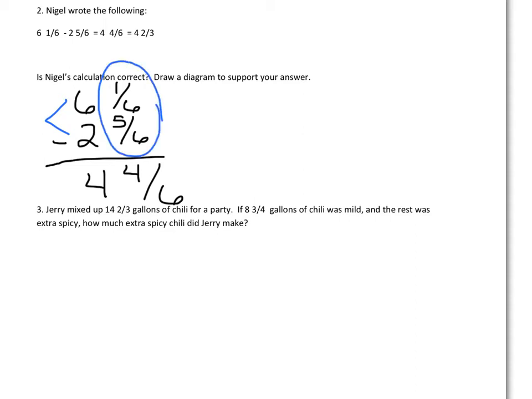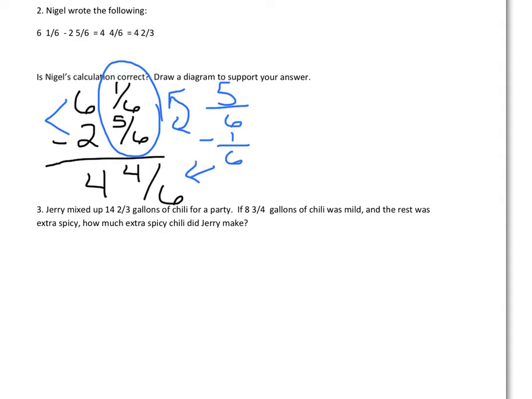Now, the problem here says 1/6 minus 5/6, which truly you cannot do. You cannot take a bigger fraction away from a smaller fraction. Regrouping would have to be done here. However, what Nigel did in his problem is he flipped the two fractions. He moved the 5/6 to the top and he subtracted 1/6 to get 4/6. For that reason, Nigel's calculation is incorrect.